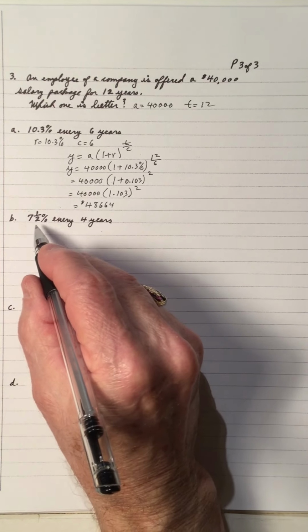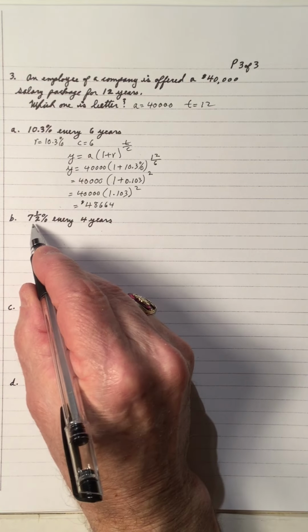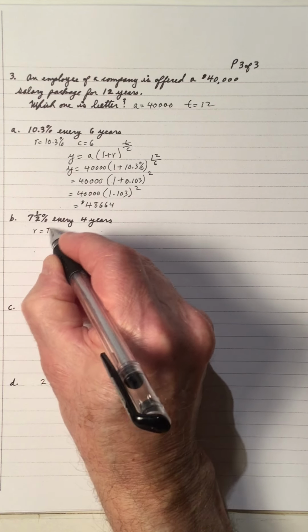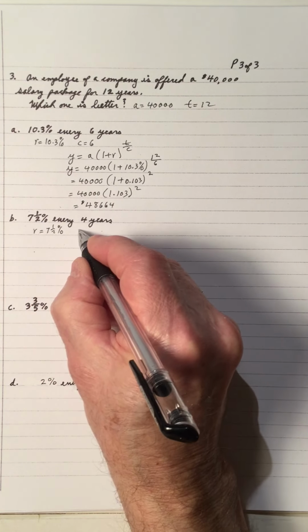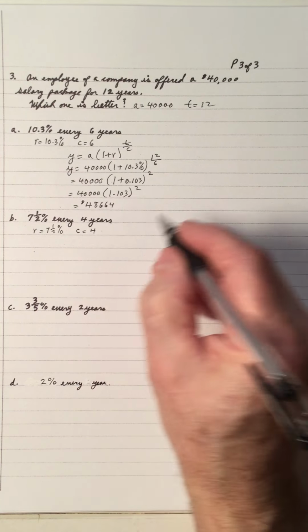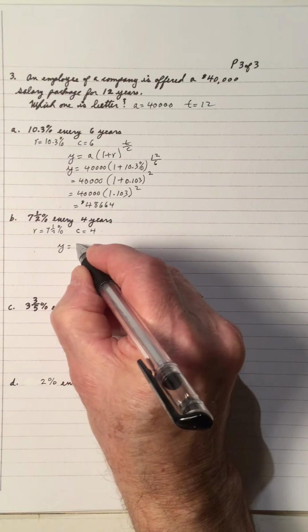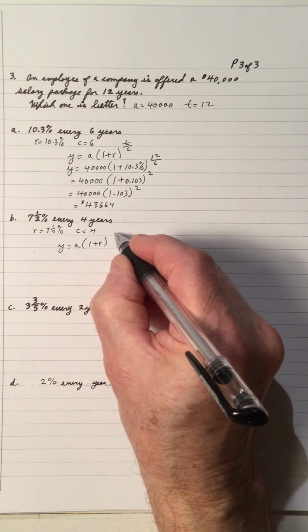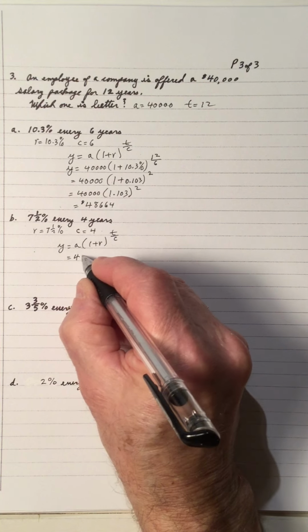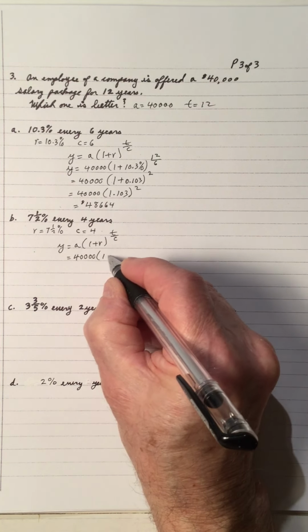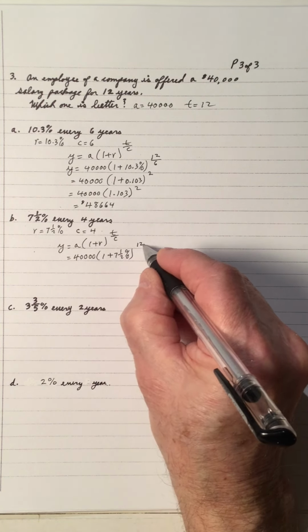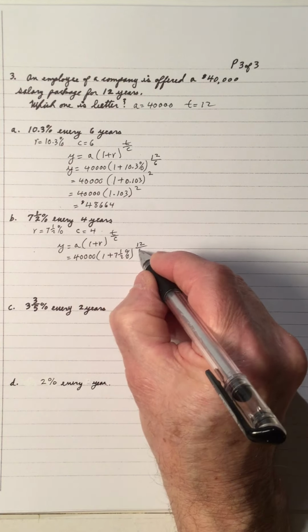Okay, what about this one? So will he take that one, or will he take the 7.5% every 4 years? And again, the rate is 7.5%, and your C is 4 years. So the formula is Y equals A, 1 plus R, and it's T over C. So $40,000, 1 plus 7.5%, and the time is 12 years, but it's happening every 4 years. That's your C change.